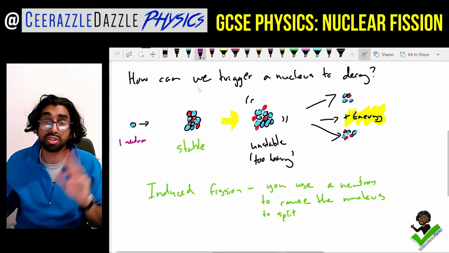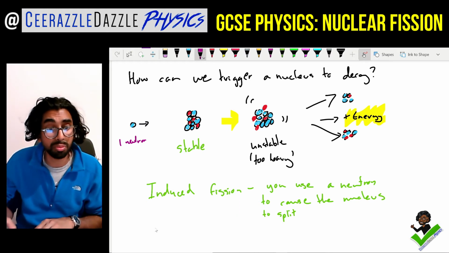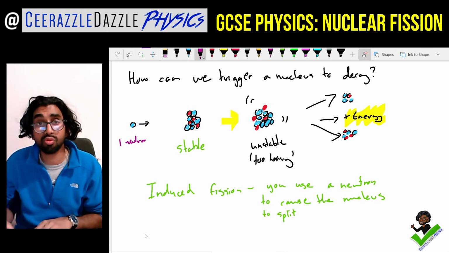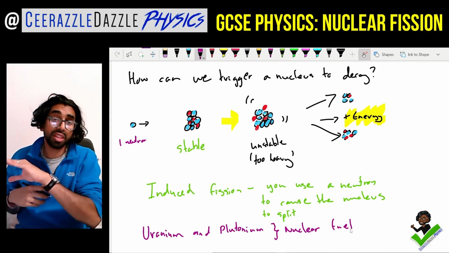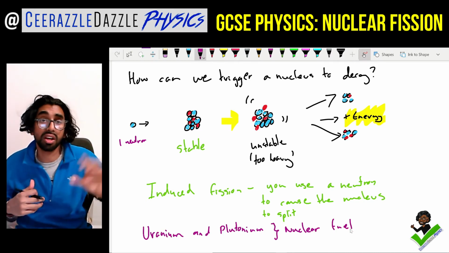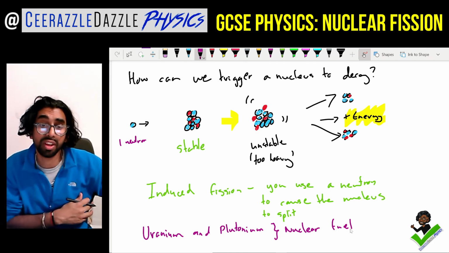which are going to be used. The main two types of fuel we're going to be using are going to be uranium and plutonium. So let's put that down. So there we go, guys. I put at the bottom uranium and plutonium. These are the nuclear fuels, guys, used in nuclear reactors.